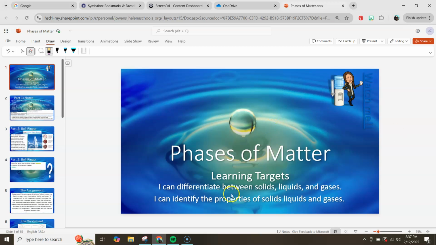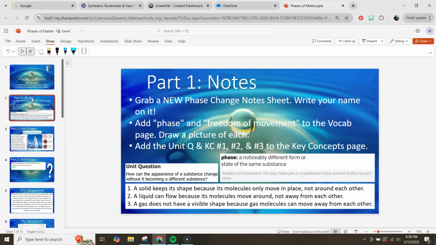Hey 8th graders, today's lesson is called Phases of Matter, and your learning targets for today's lesson: I can differentiate between solids, liquids, and gases, and I can identify the properties of solids, liquids, and gases. So we're really going to talk a lot about what makes a solid, a liquid, and a gas, and we're going to use water a lot as our example.